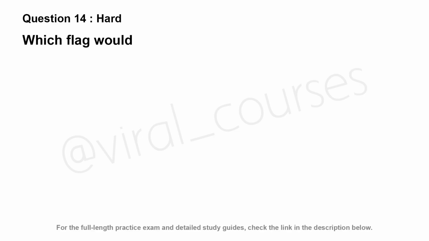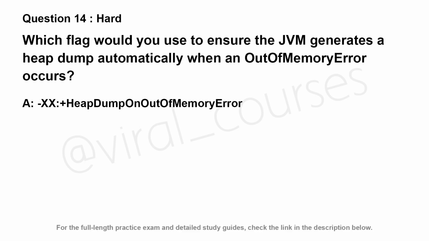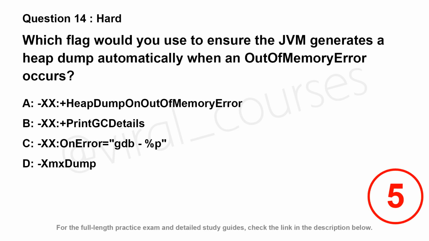Which flag would you use to ensure the JVM generates a heap dump automatically when an out-of-memory error occurs? Option A. -XX:+HeapDumpOnOutOfMemoryError. Option B. -XX:+PrintGCDetails. Option C. -XX:OnError=gdb %p. Option D. -Xmx dump.